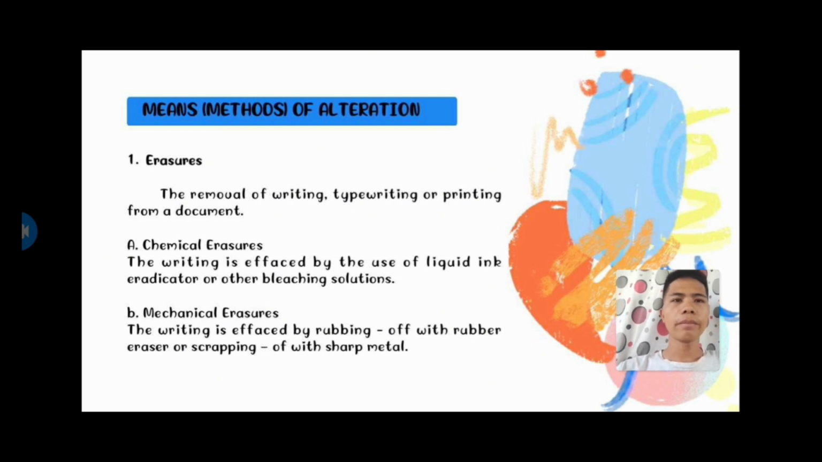First is the means of alteration. Number one, erasure: the removal of top writing or printing from a document. There are two types of erasure. First is chemical erasure: the writing is effaced by the use of liquid ink eradicator or other bleaching solution. Second is mechanical erasure: the writing is effaced by rubbing off with a rubber eraser or scraping off with a sharp metal.